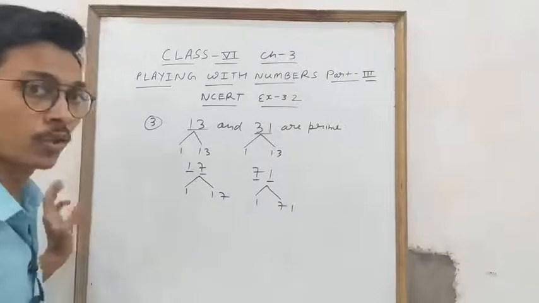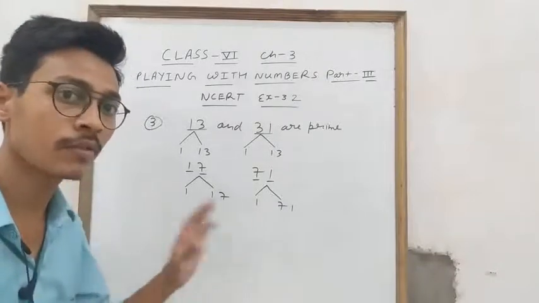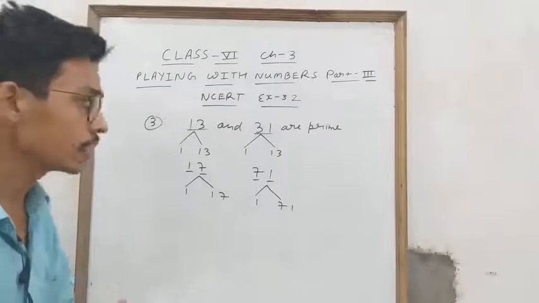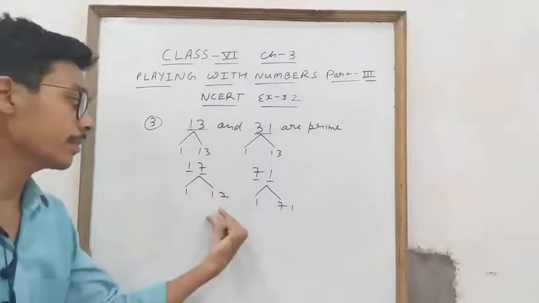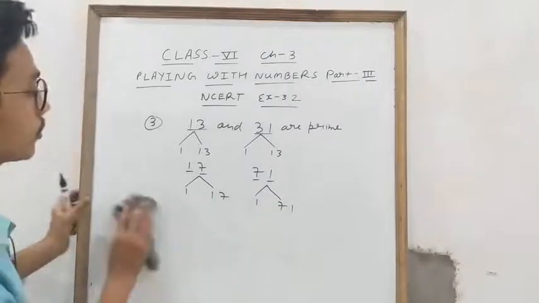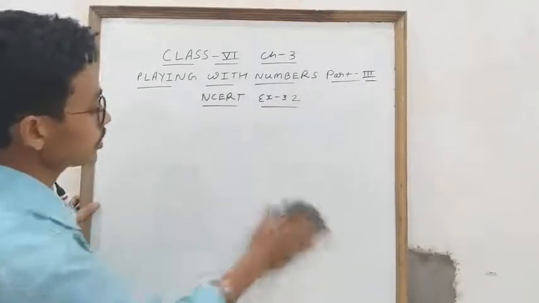Clear student? So the rest of the numbers you will find out yourself, between 1 to 100. Clear everyone? 13 is given, one example I gave, and next you will find out yourself. This is our third question and this is the explanation of the third question.